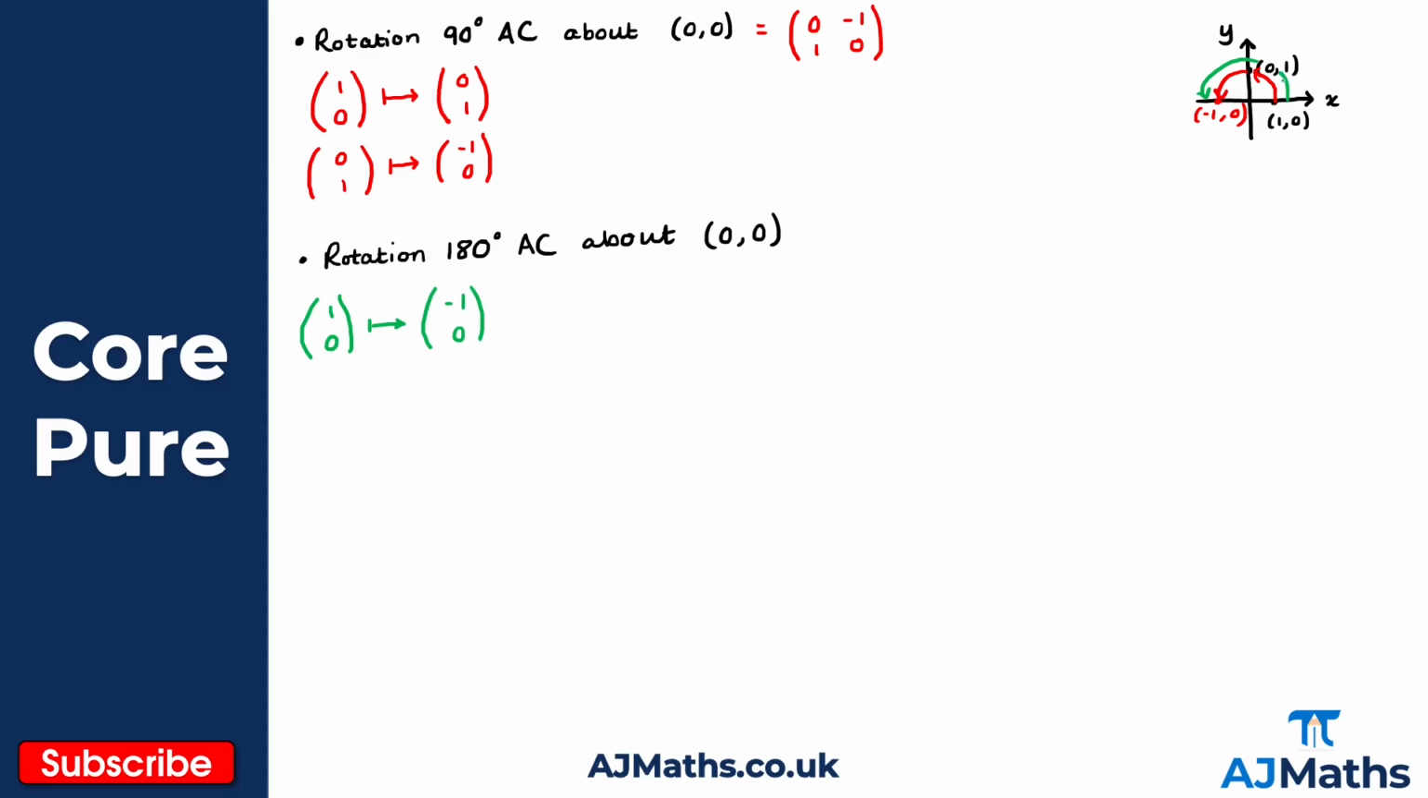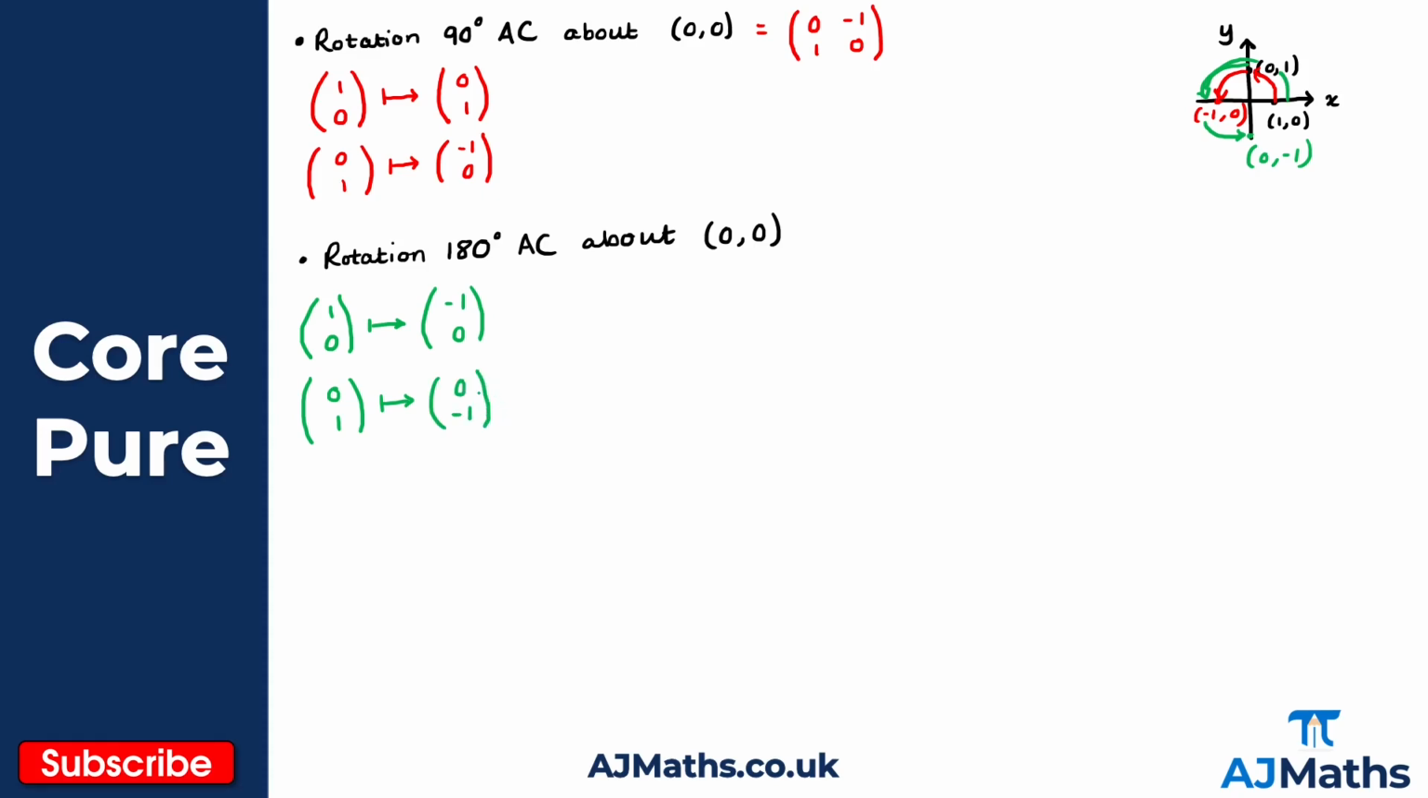And then we have 0, 1. So 0, 1 going 180 degrees anti-clockwise, keep going round, and that will take me to this point here. And this point here is 0, minus 1. Okay. In that case, 0, 1 maps to 0, minus 1.